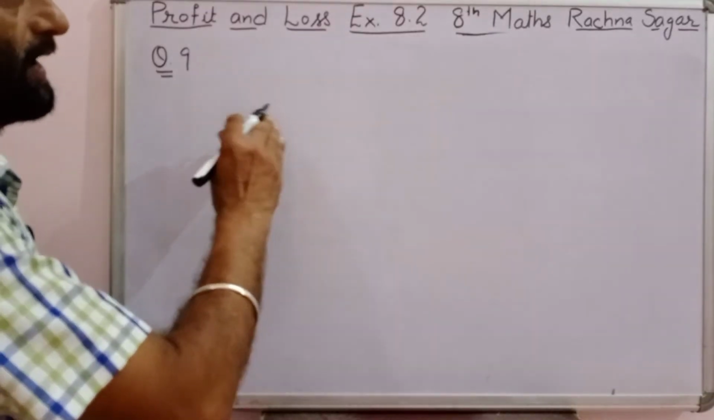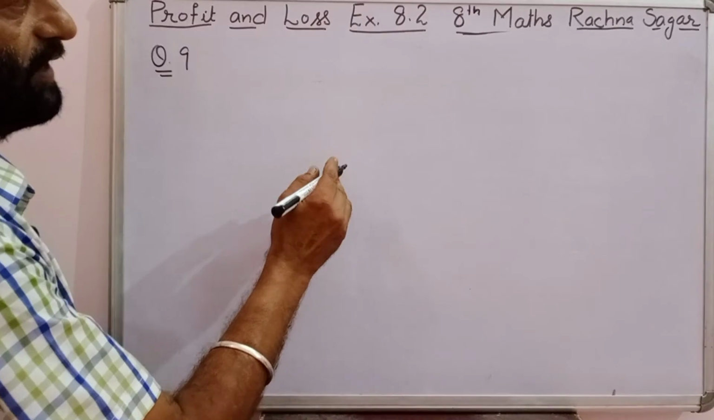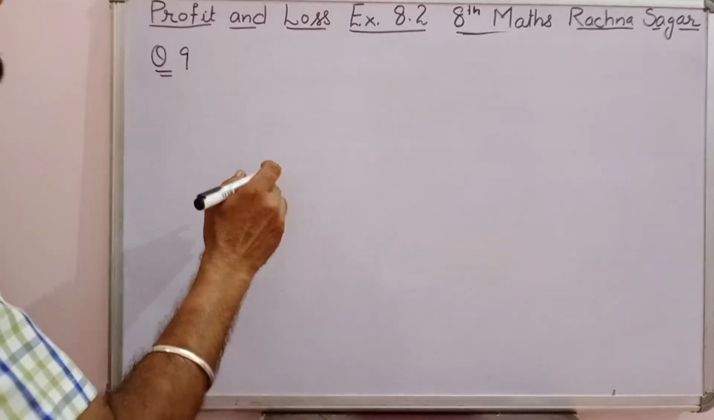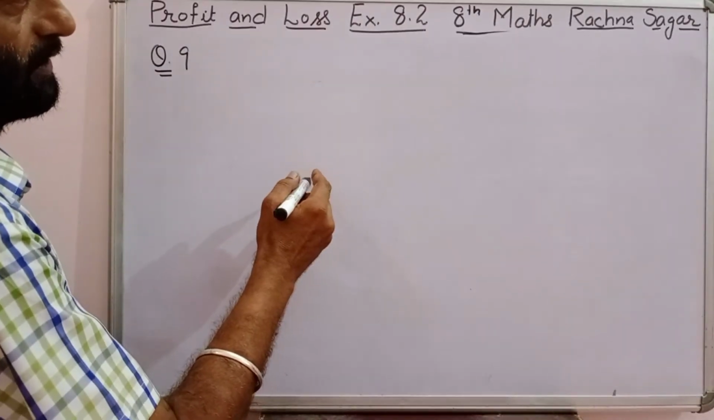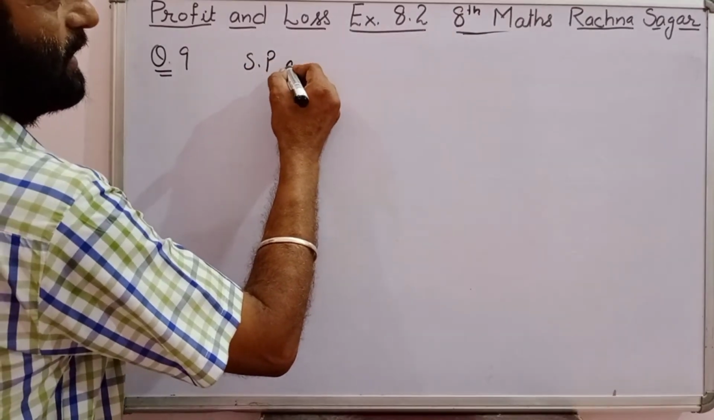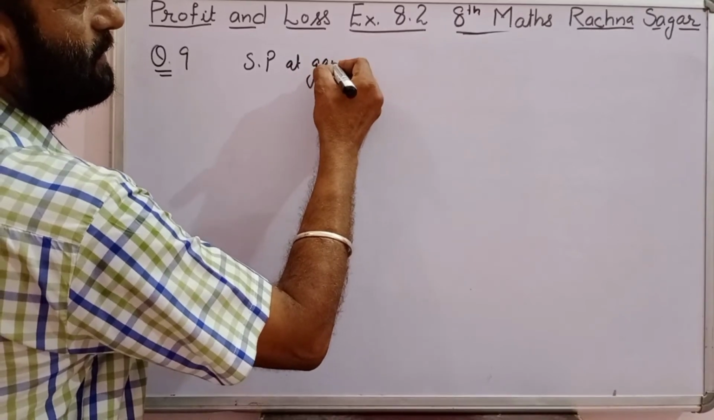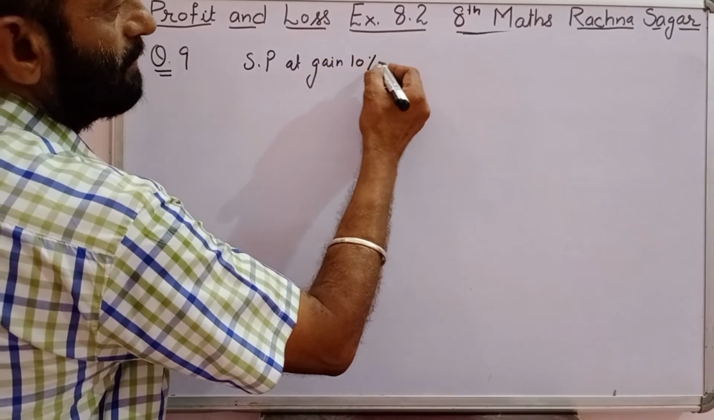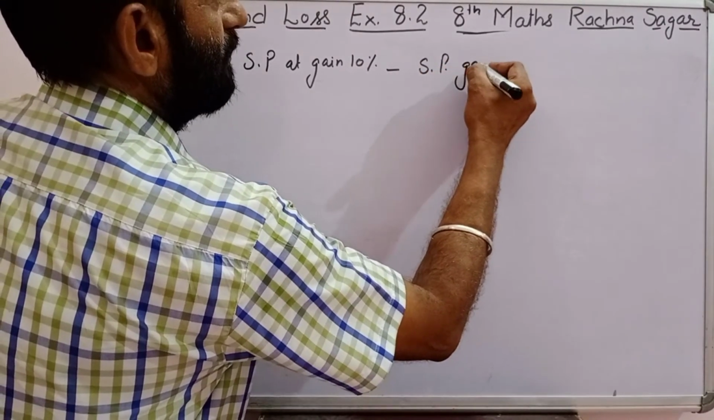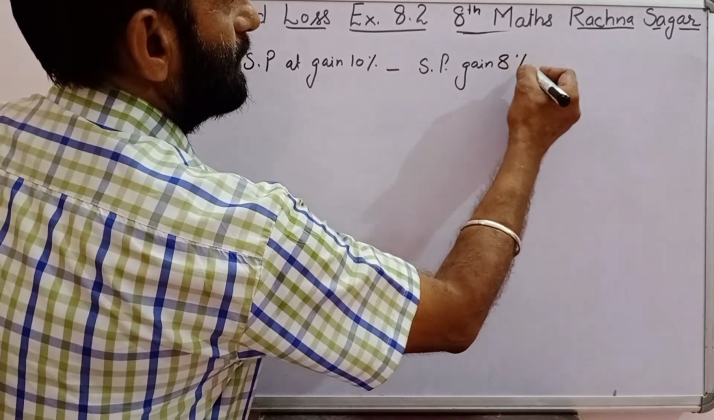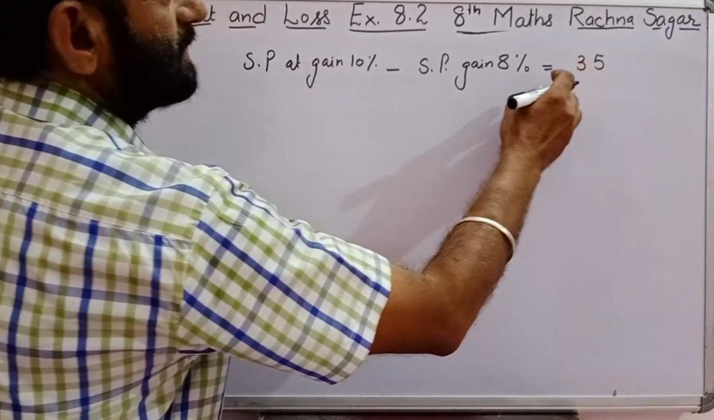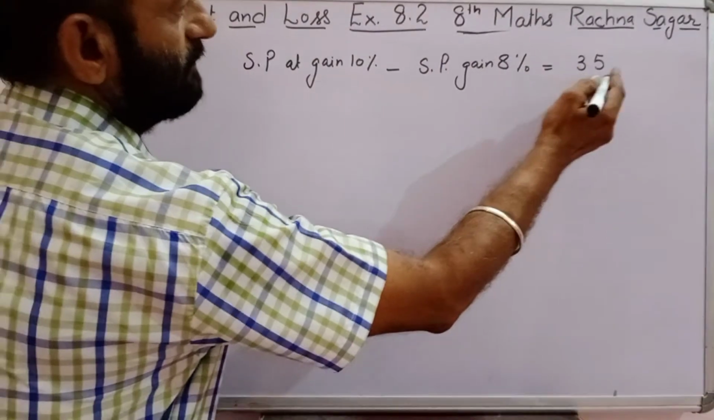Question number 9. A man sold a tape recorder at a gain of 8%. The gain would have been 10% if the tape recorder had been sold for 35 rupees more. So selling price of the tape recorder at a gain of 10% minus selling price of the tape recorder at a gain of 8% is 35 rupees, because the difference in the selling price is 35 rupees.